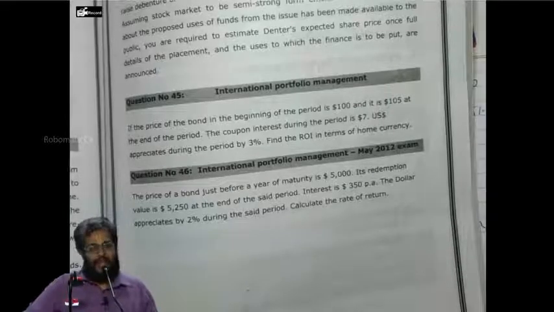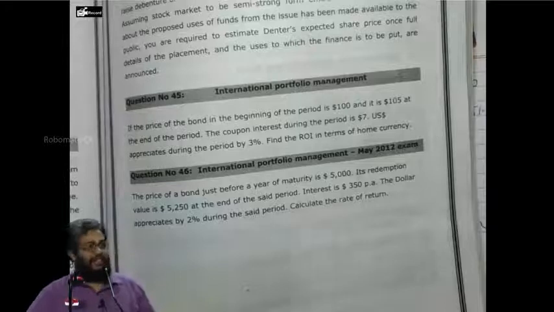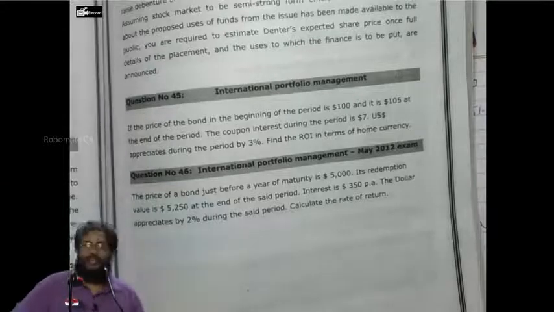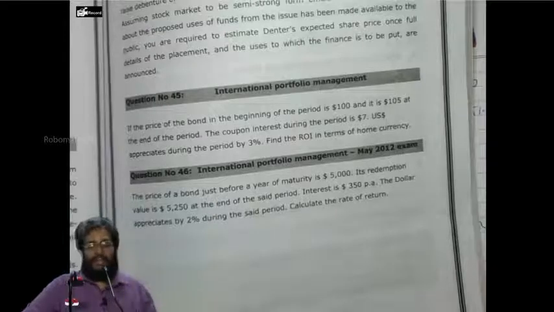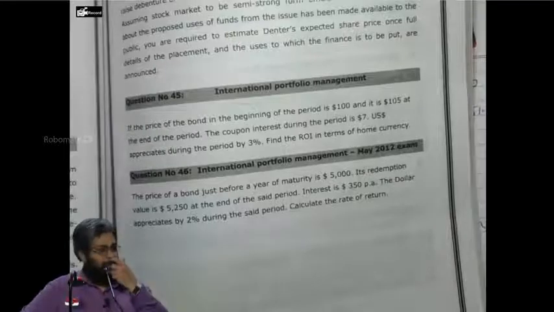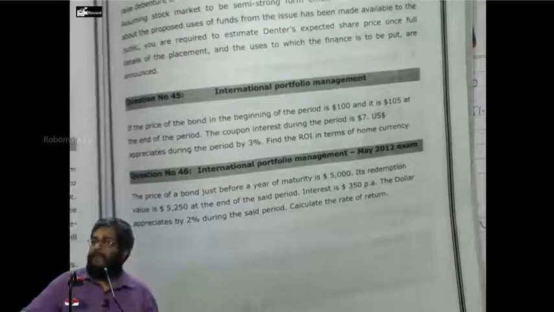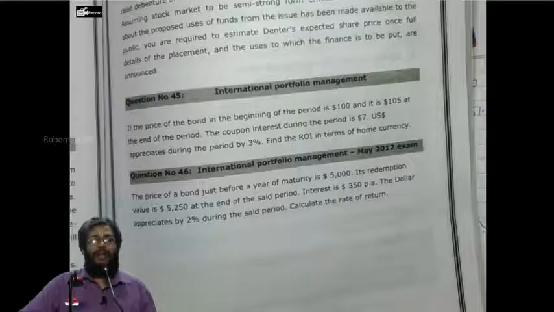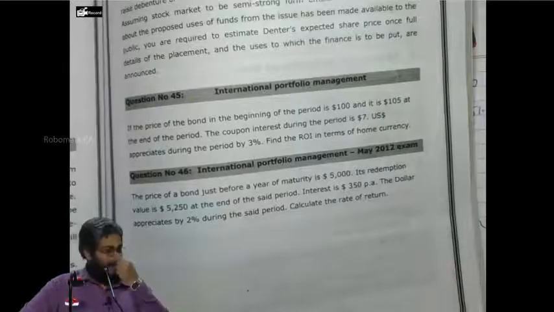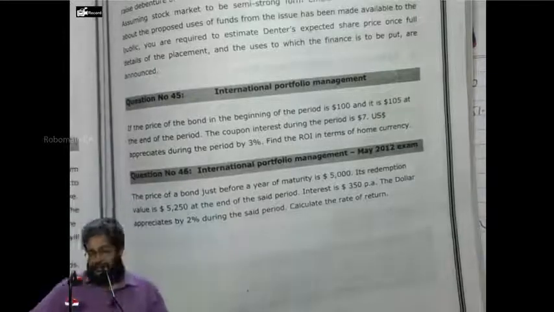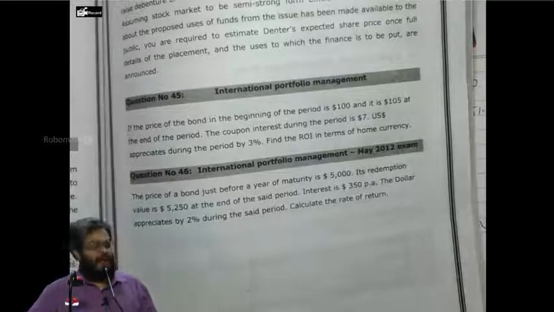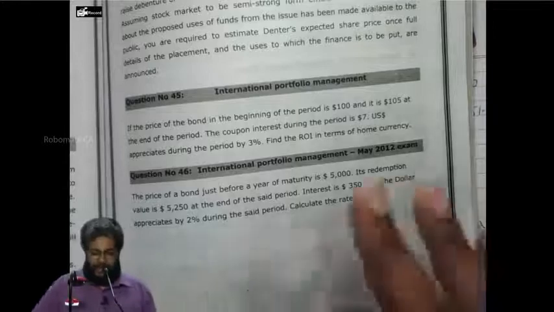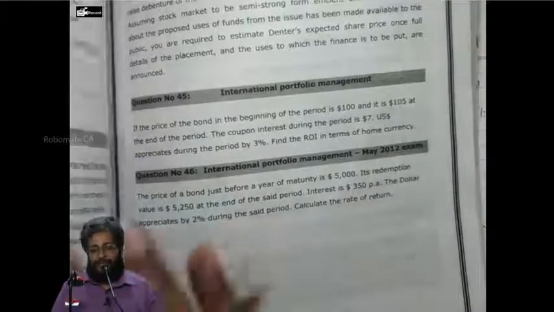Now point C, return is equal to 2,85,600 minus 2,50,000 divided by 2,50,000 into 100. Can you tell me the return here? 14.24%. I hope everybody is able to understand. Now, with this we complete 45 and 46.